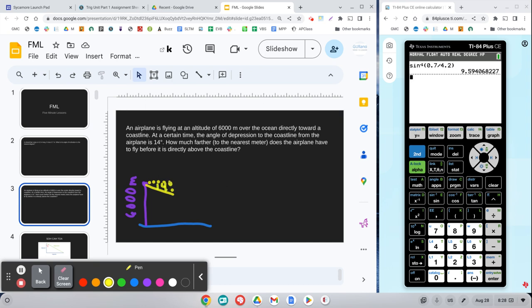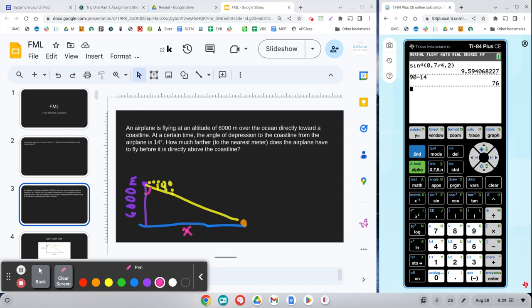And we want the plane to reach the coastline. So it's going in this direction. And this right here is going to be the coastline. So we want to know how long it's going to take to go that distance. So we're going to be solving for x. Now the first thing we have to do is get an angle that's actually inside this triangle. So this angle right here is what we'll be working with.